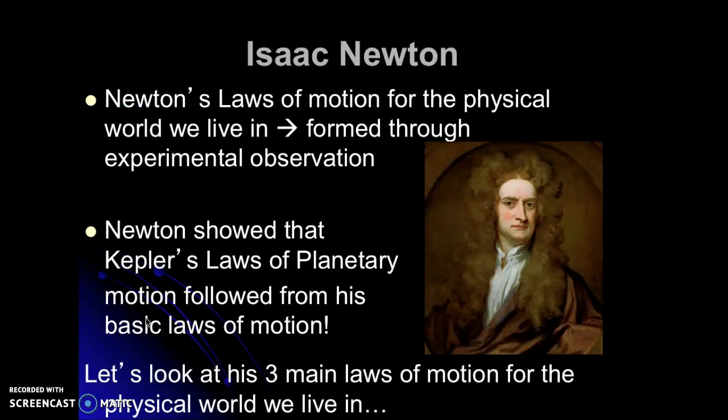This dives us into Isaac Newton. So Newton has his laws of motion for the physical world that we live in, and these are formed through experimental observation. Now what's important is that Newton showed that Kepler's laws of planetary motion followed directly from his laws of basic motion in the physical world. So this links these two laws of motion together.